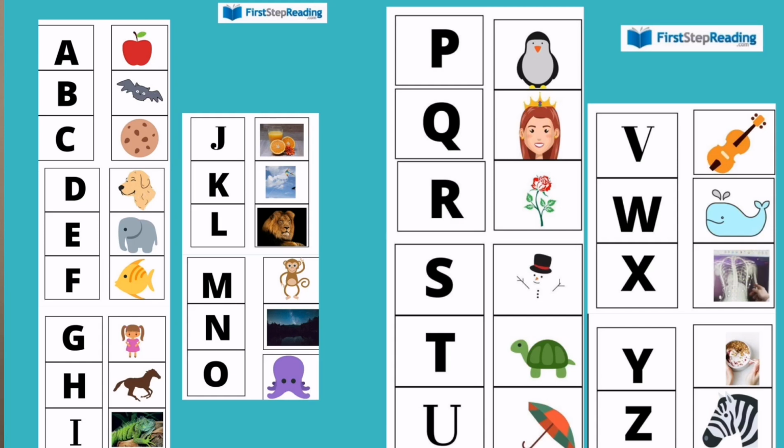The F says f. Like dog, elephant, and fish. The G says g, g, g. The H says h. The I says i. Like girl, horse, and iguana. The J says j, j, j. The K says k, k, k. The L says l. Like juice, kite, and lion. The M says mm, mm, mm. The N says nn, nn, nn. The O says ah, ah, ah, like monkey, knight, and octopus.